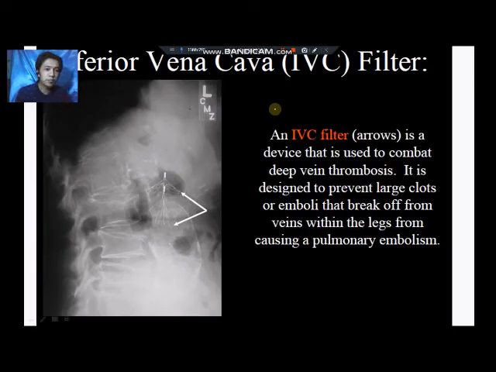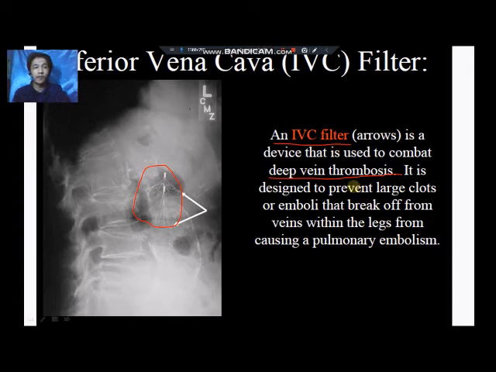Okay, so if the patient has a pulmonary embolus or has the possibility of developing one, especially if the patient has DVT, deep vein thrombosis, we can place, if the patient would allow, a filter through surgical and interventional radiology procedures. We can put a filter within the IVC of the patient. The IVC is the inferior vena cava, so this is an inferior vena cava filter. This device is placed inside the IVC of the patient.